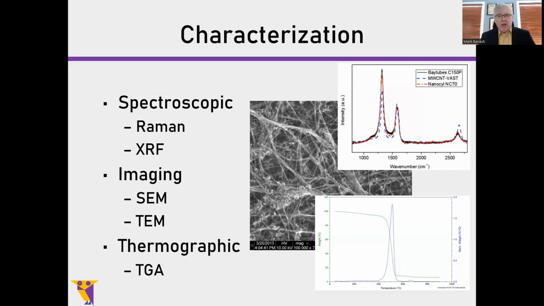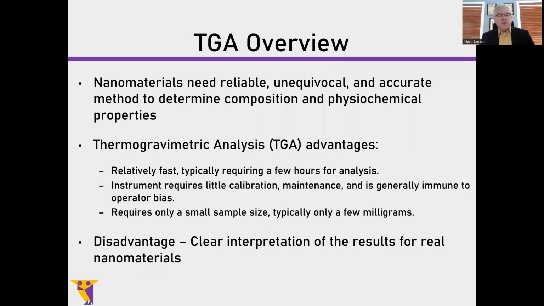This is why TGA, to me, is so useful. It's because we do need this reliable, unequivocal, and accurate method to determine composition and physiochemical properties. There are a couple of advantages in TGA. It's fast. It's relatively fast. It requires little calibration in the instrument or maintenance. It's generally immune to operator bias. You just put the stuff in there, turn it on, and walk away.